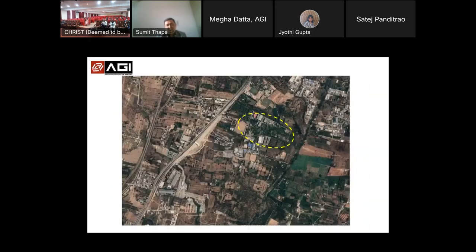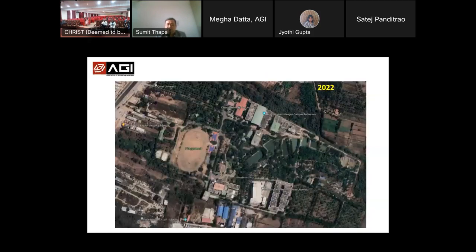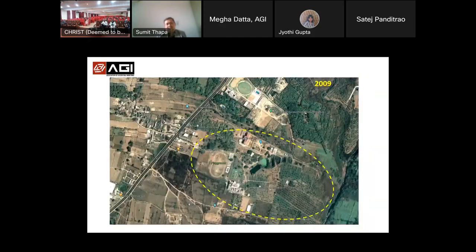Next is the location, slightly enlarged. Now it is your campus as of 2022. Okay, the date is not known. Probably, maybe in a couple of months, I have a chance to get there. Indian cutoff set data of 7.36 meters. I'm getting it for a project anyway. This is 2022. Now this is 2009.